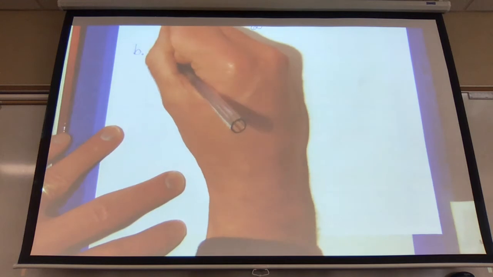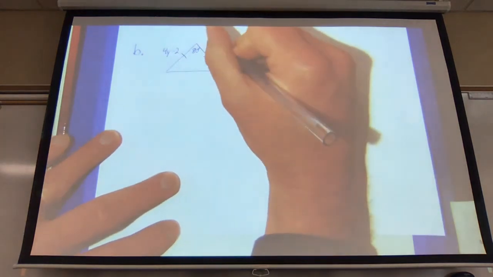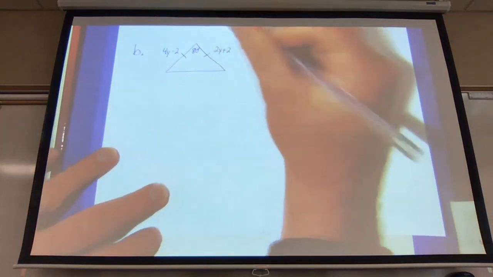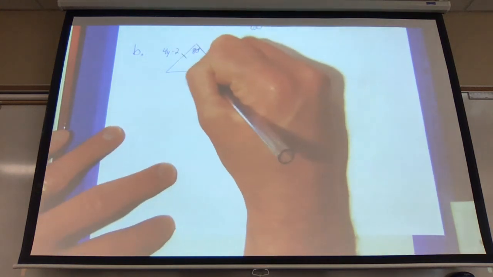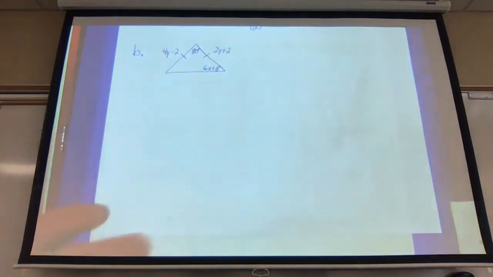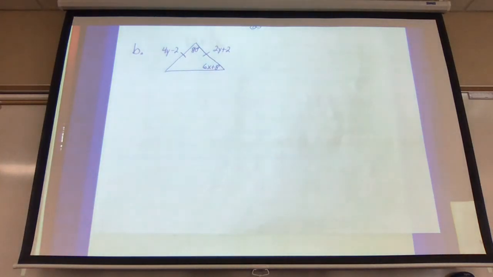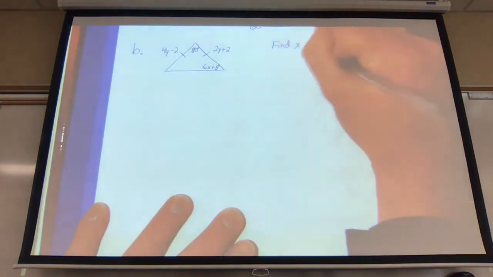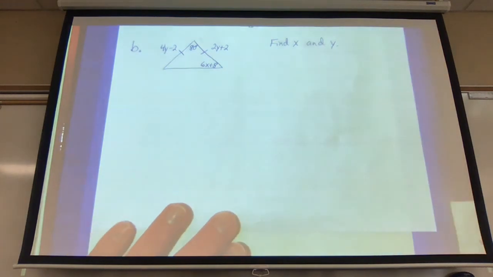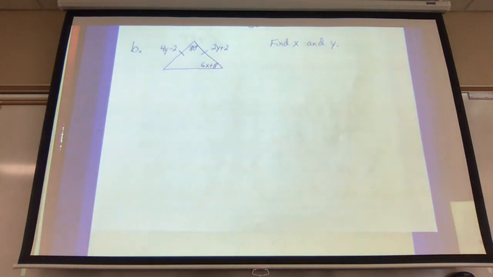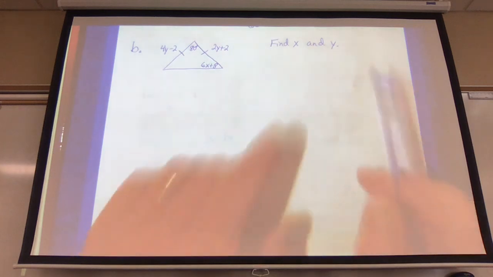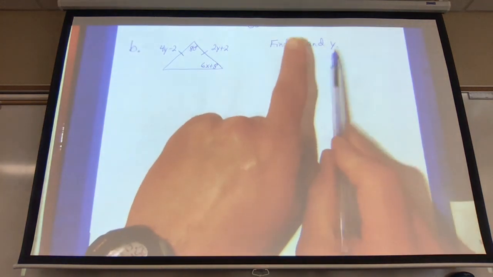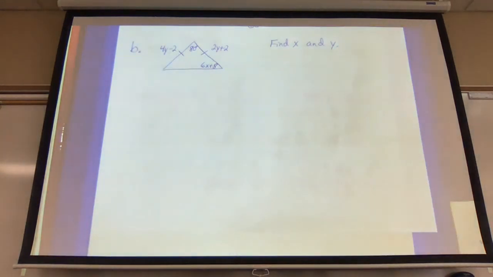And we have two sides. They're going to give us 4y minus 2 and 2y plus 2. And we also have an angle down here, which is 6x plus 8. And this time they're going to ask us to find x and y. And once again, it will not matter which order you find them in. If one of those jumps out at you, you know what to do with it. Go ahead and do that one first. So it really doesn't matter.